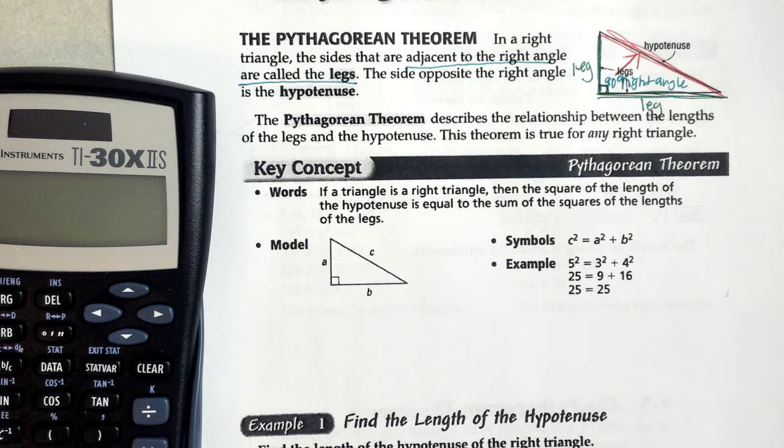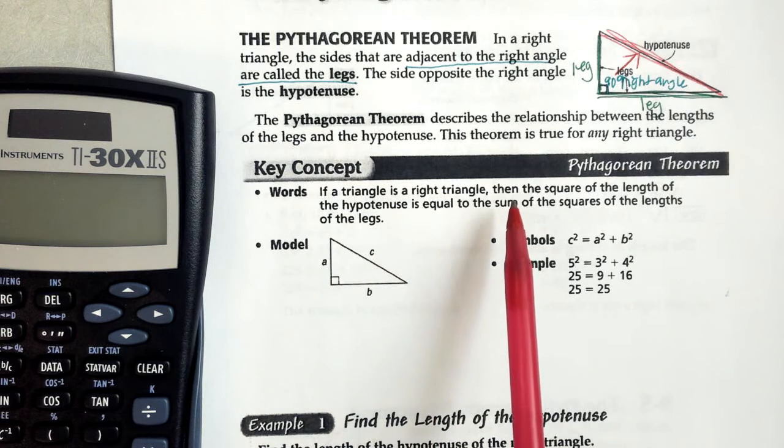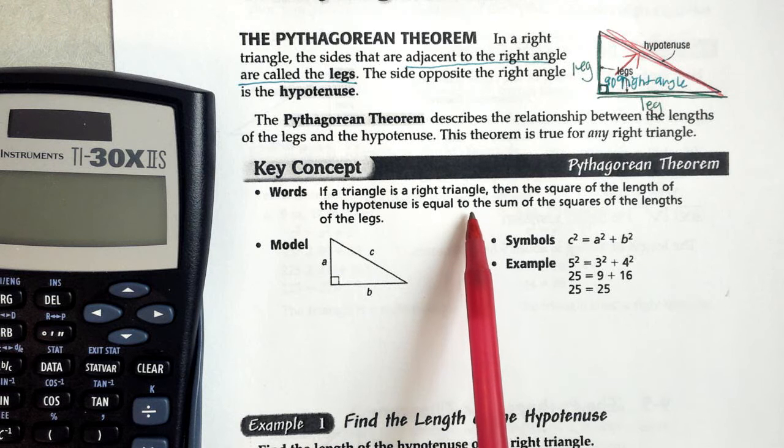It says the Pythagorean theorem describes the relationship between the lengths of the legs and the hypotenuse. This theorem is true for any right triangle. If a triangle is a right triangle, then the square of the length of the hypotenuse is equal to the sum of the squares of the lengths of the legs.